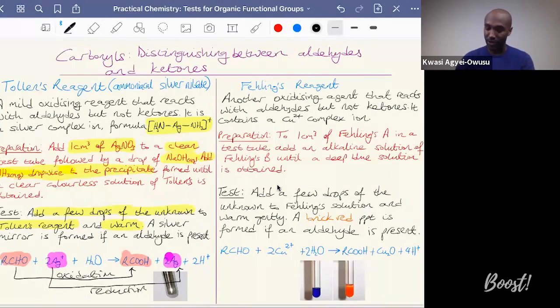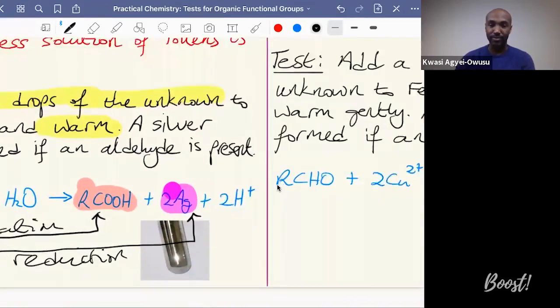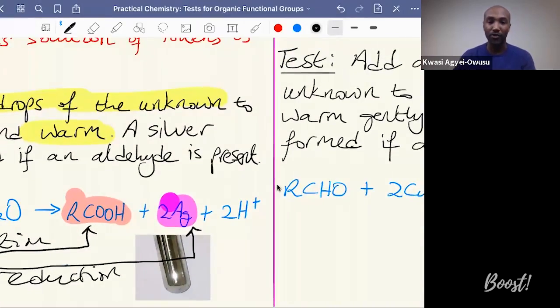Okay, and if I can zoom in on the test tube down at the bottom underneath our Ag or silver, you can see it's a very shiny silver coating on the inside of the test tube when you've got a positive result for the presence of an aldehyde.